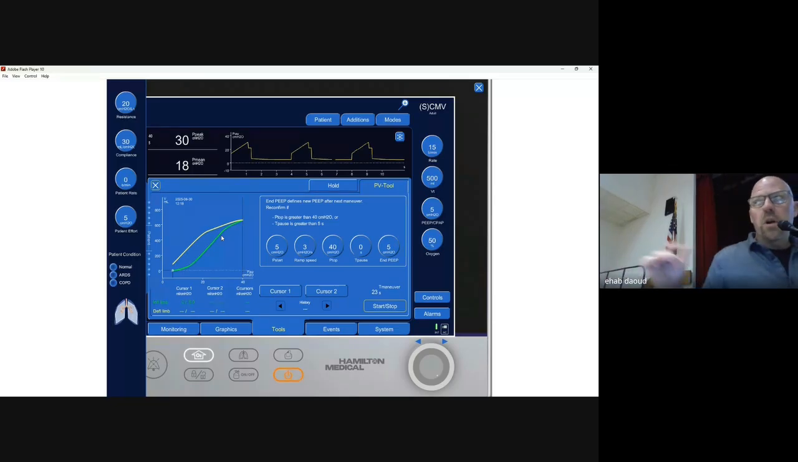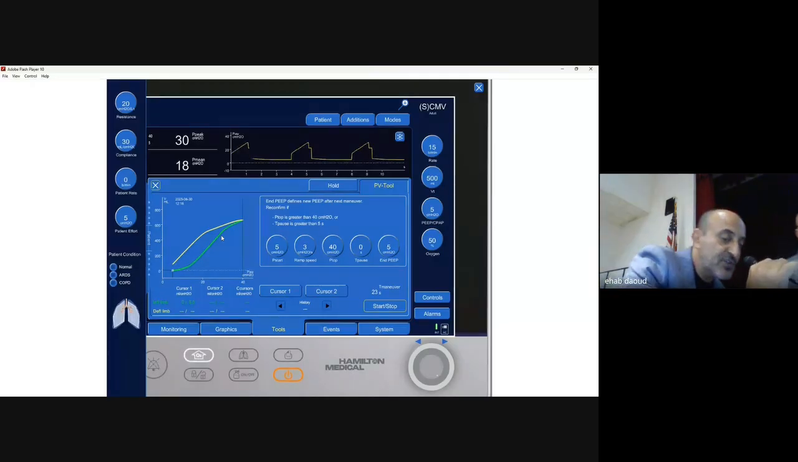Is there anything else you wanted to point out about the PV curve, or just? No, I think that's you. Sorry, you mentioned the hysteresis, and that's actually most of the time how we. It doesn't like you. Oh, okay. That's how we usually set it at the maximum hysteresis.